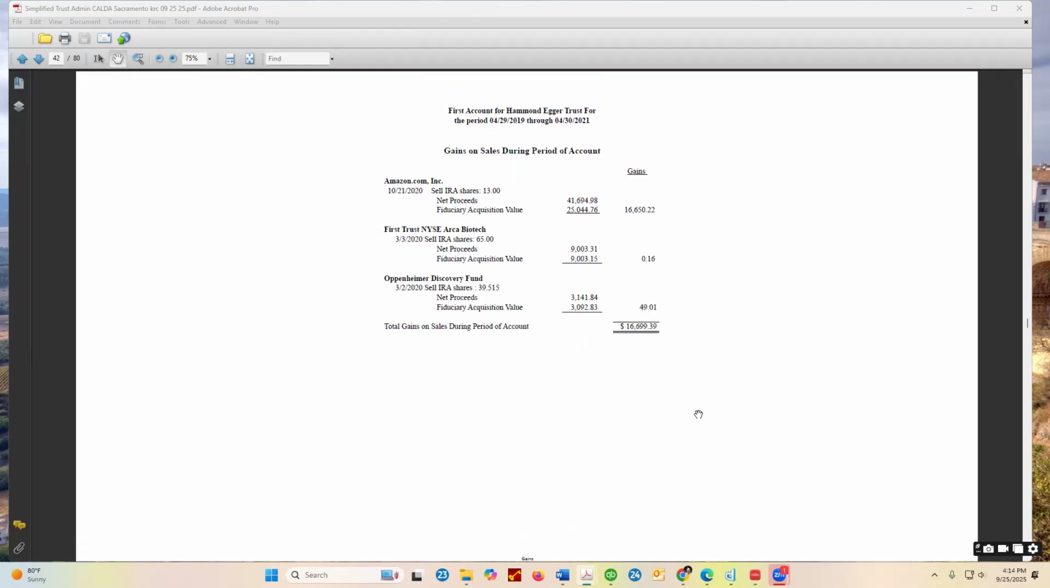Then if you sold stocks or had other capital gains or losses, you would show those on the gains during the period. So we're tracking all the income, transaction by transaction. You have to report the income, not only the regular income, but the capital gains.